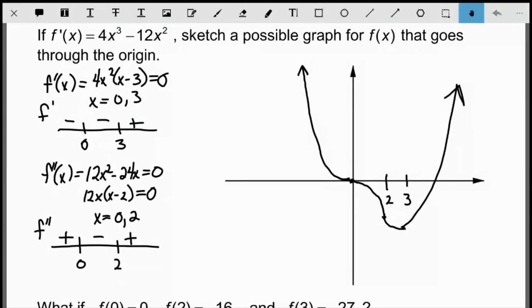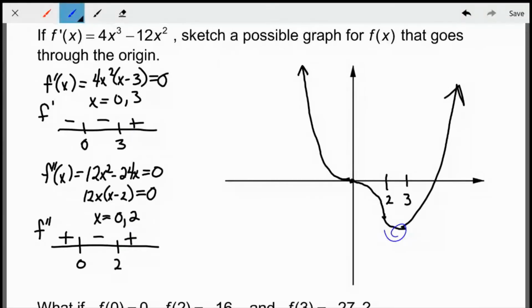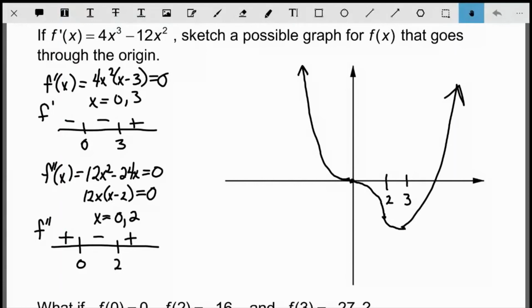Now, again, how far up or down I go for this minimum point, that's really to be determined by a little bit more information than what we have to work with right now. Okay, so that's the main idea.